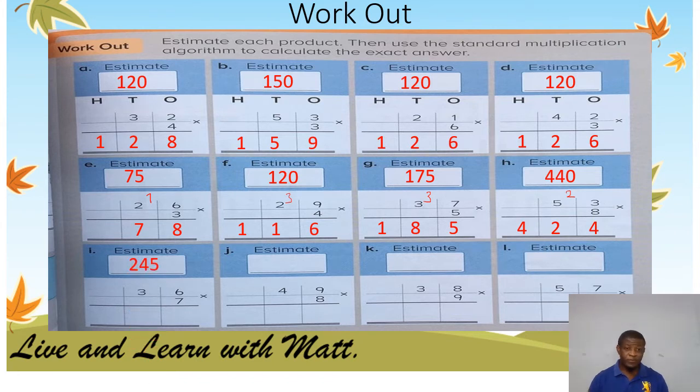245. And the actual calculation will be 252. Part J, the estimate will be 50 times 8, which is 400. And the actual answer will be 392. Part K, the estimate will be 360, and the actual will be 342. And part L, the estimate will be 330, and the actual will be 342.